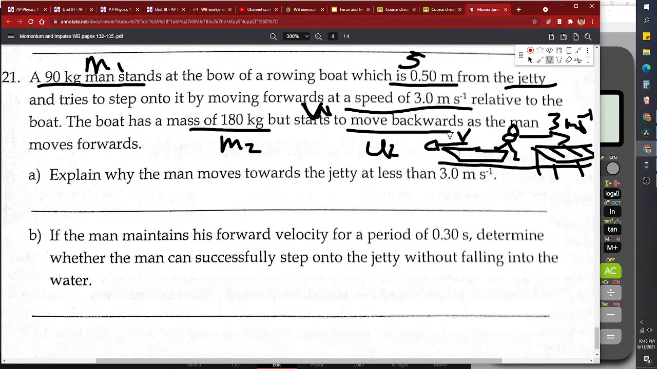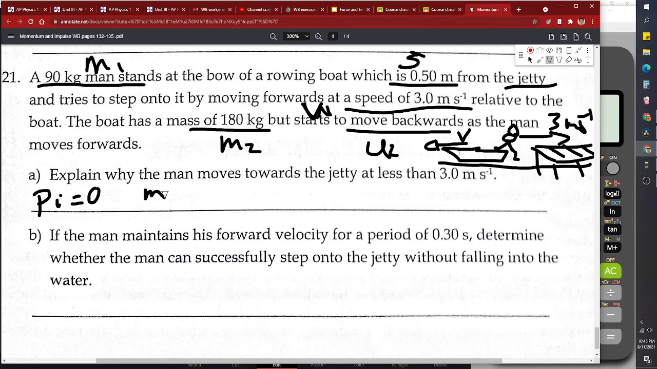Okay? We already know the mass of the boat. We know the mass of the man. But before he starts his motion, the boat and the man are not moving. So according to the law of momentum, their initial velocity is 0, or the initial momentum is 0, so that means it will continue to be 0 once he tries to step off.